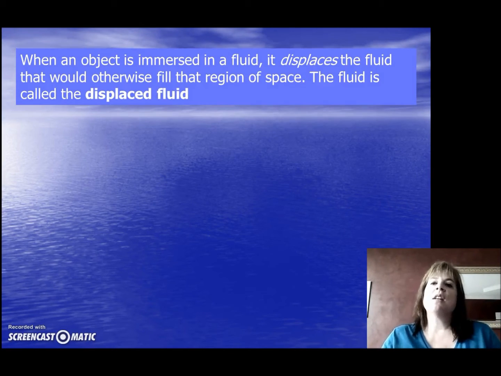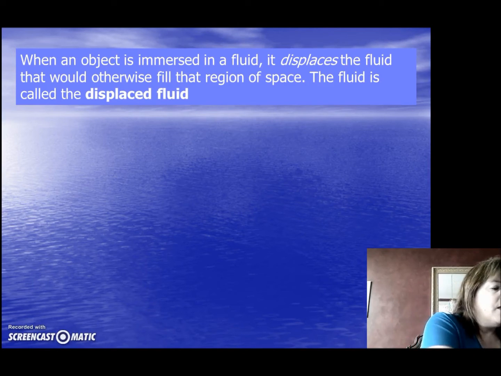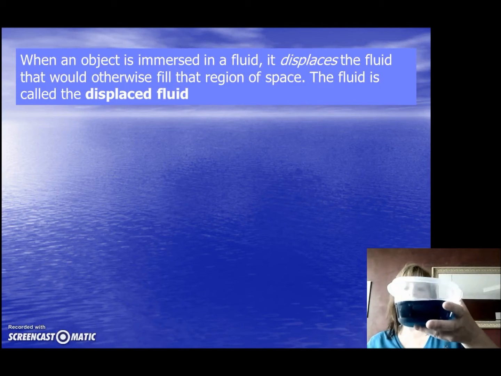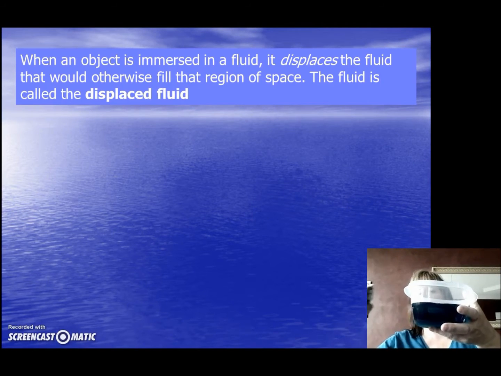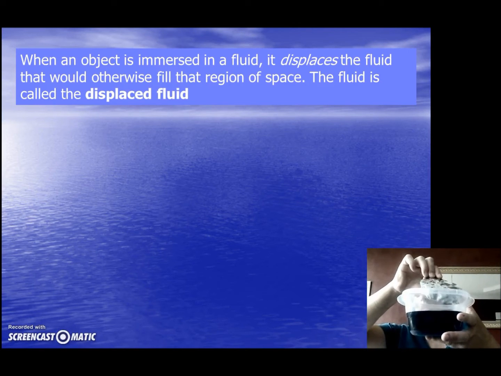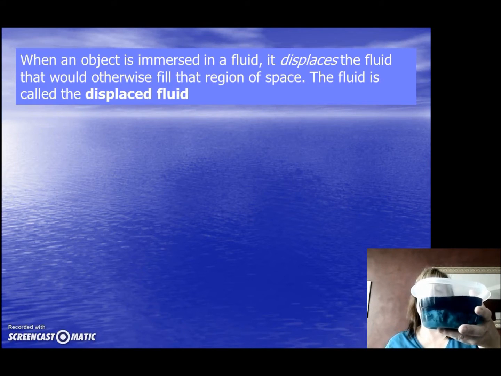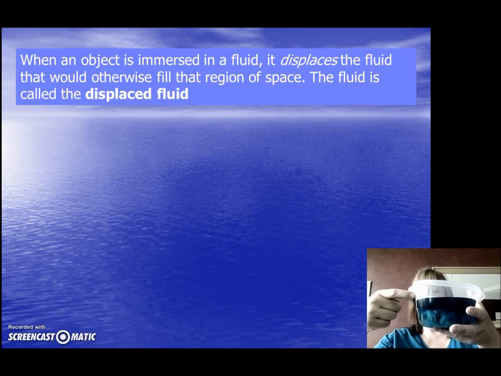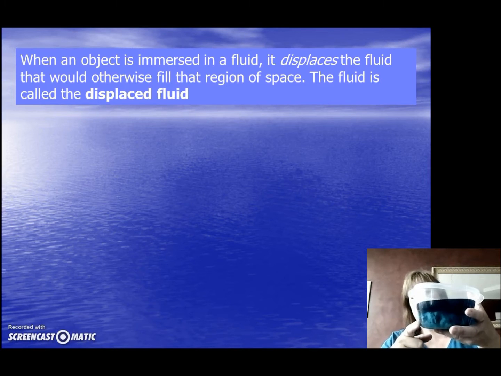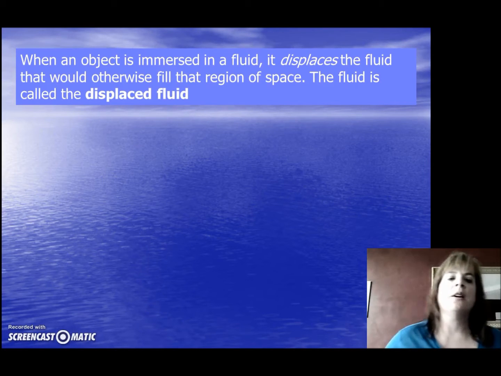Now, when we submerge an object in a liquid, it displaces the fluid that would fill that region of space. So here I have a bowl of water, and I have a rock. It's actually a piece of granite. And when I put it in the fluid, what happens to the liquid level? Well, we can see that the liquid level increased, and it increased by the amount that the rock displaced. This is called the displaced fluid.